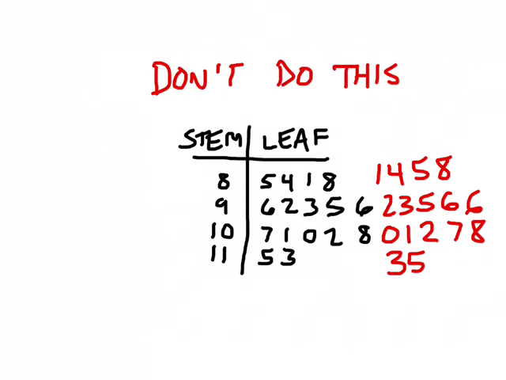So the data does need to be ordered from least to greatest. You should never be jumping around randomly. It's a good reason to maybe order your data before you make a stem and leaf plot.